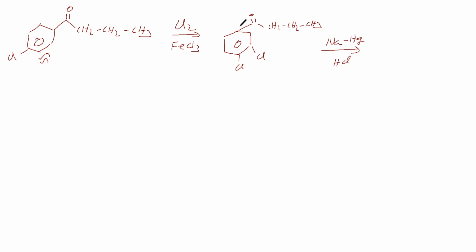Clemmensen reagent will convert a keto group into a methylene group. So this keto group is converting into a methylene group. Therefore here CH2. Then the propyl group we will write as it is. So the propyl group we have written as it is. So the Clemmensen reaction is over.